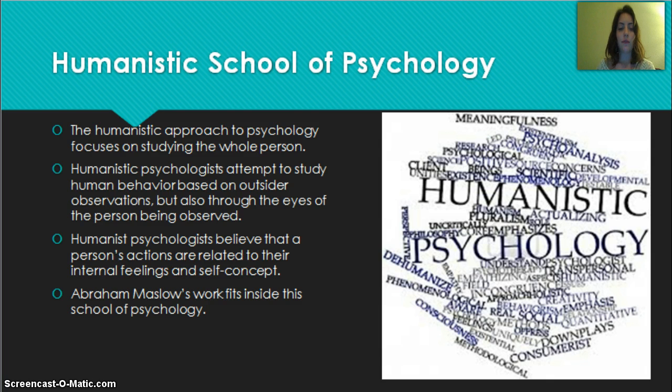Humanist psychologists believe that a person's actions are related to their internal feelings and their self-concept. They think there is a link between behavior and what a person is feeling inside. Abraham Maslow's work fits perfectly into this school of psychology because it is a very holistic theory. It includes consideration of human physical needs, social needs, emotional needs, as well as intellectual needs.